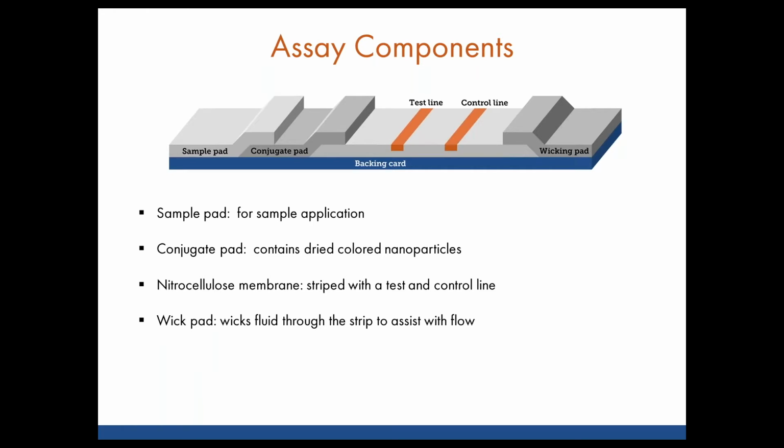They're intended for point-of-care use, delivering test results within 30 minutes of sample collection. They can be used in clinics and in the field without expensive or bulky equipment. Each assay is made of just a few simple components: a sample pad to which the sample is applied, a conjugate pad which contains the dried conjugate, a membrane striped with a test and control line, and a wick pad which absorbs excess sample and aids in capillary flow of the sample and conjugate through the membrane.